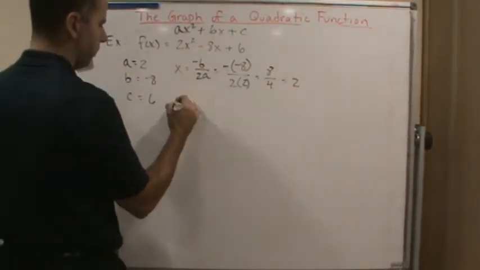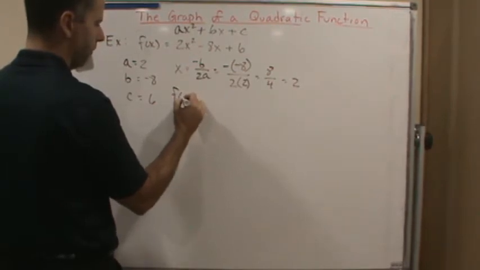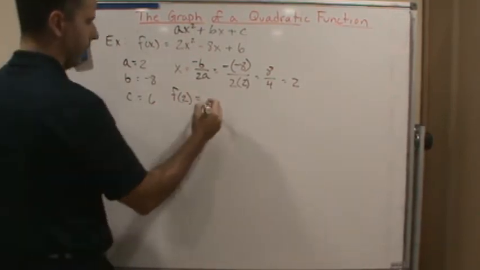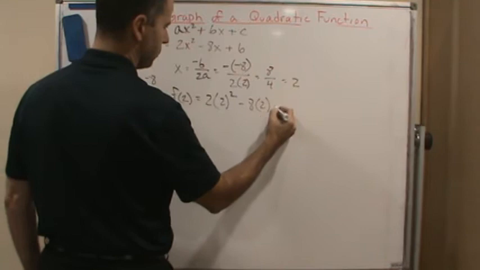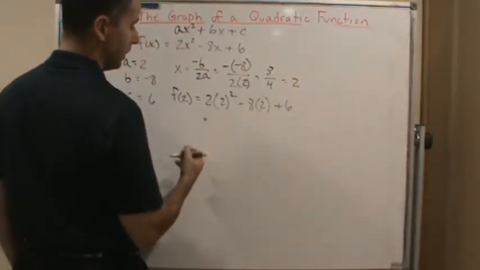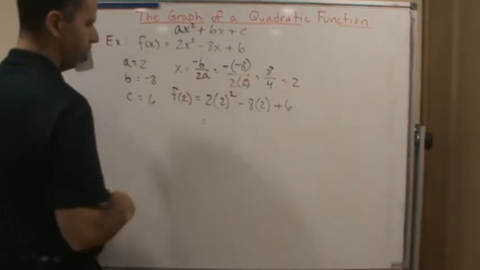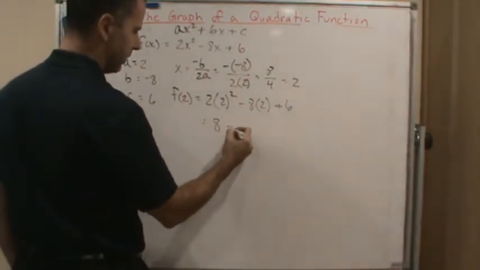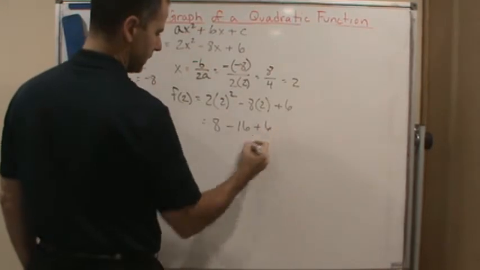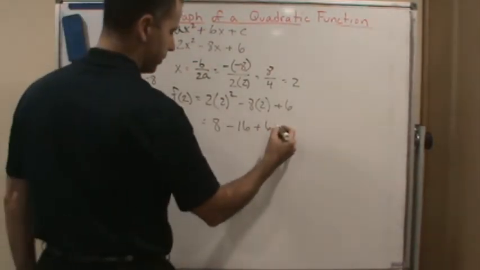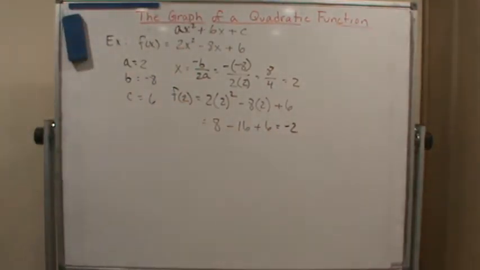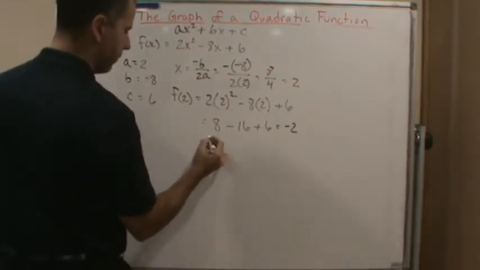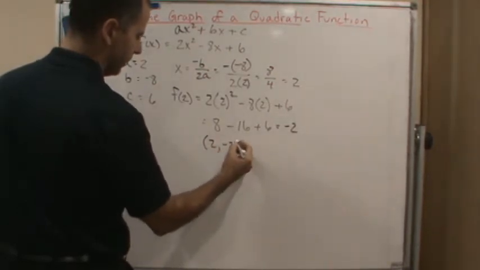And then all we have to do to find the y value is just do f of 2, right? And so that gives us 2 times 2 squared minus 8 times 2 plus 6, which gives us 8 minus 16 plus 6. This is going to give us negative 2. And so we found that the vertex is going to be 2 comma negative 2.